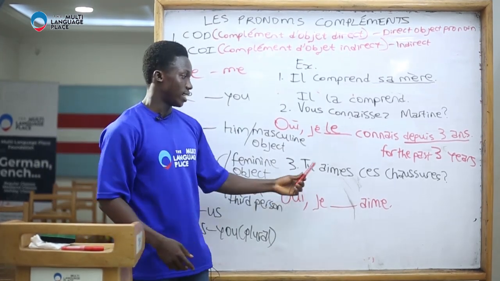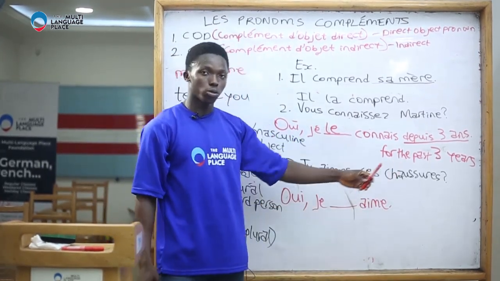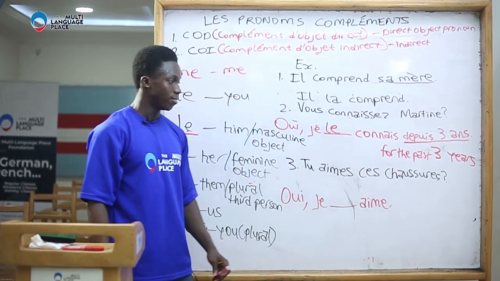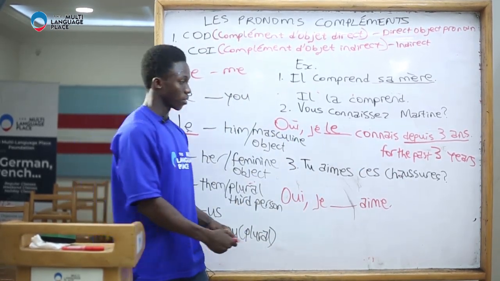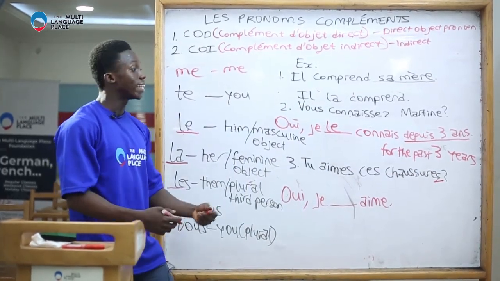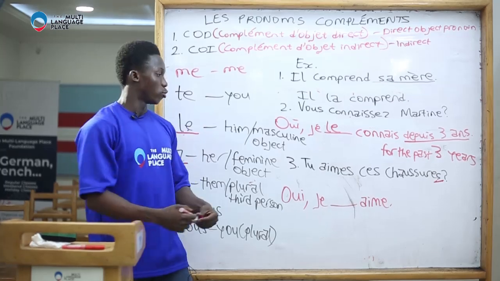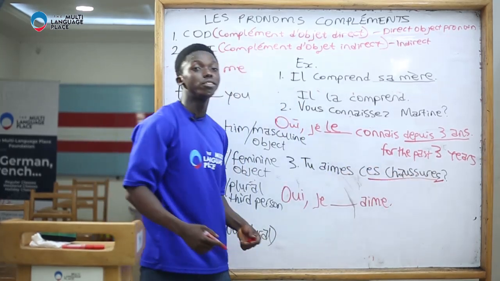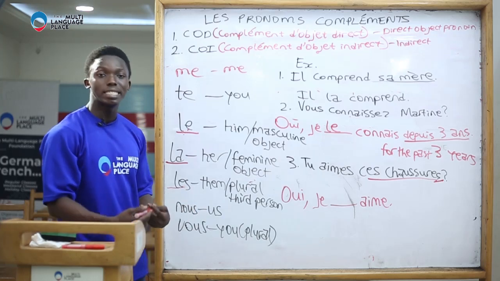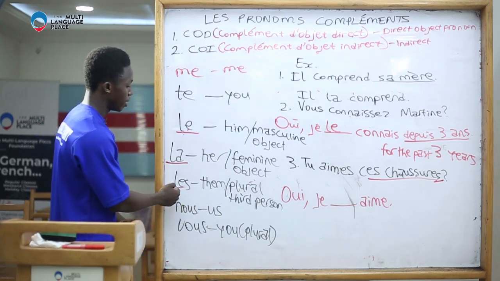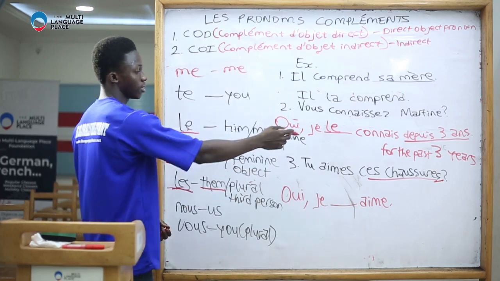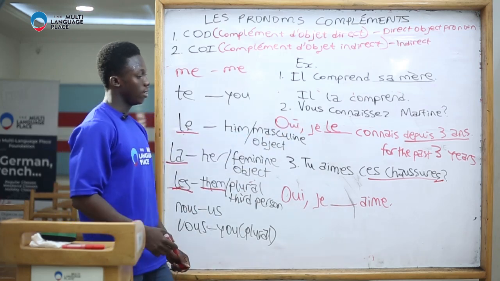Now, let's see the last example. Tu aimes ses chaussures? Ses chaussures here is plural. So what do we replace it with? Do you like these shoes? That's what it means. To replace this in English, it would be, do you like them? Now, what is them in French? That would be les, them. So I'll replace les chaussures with les.